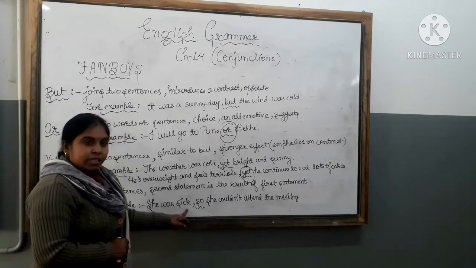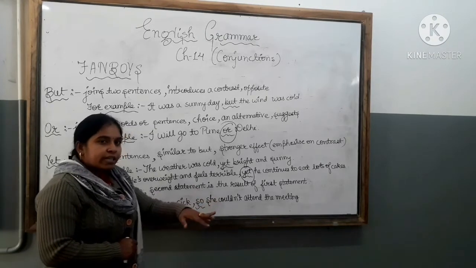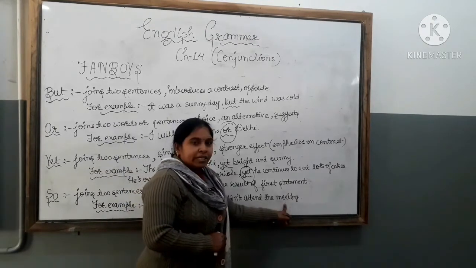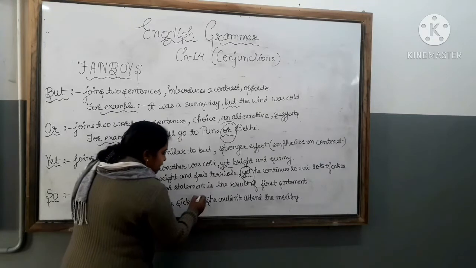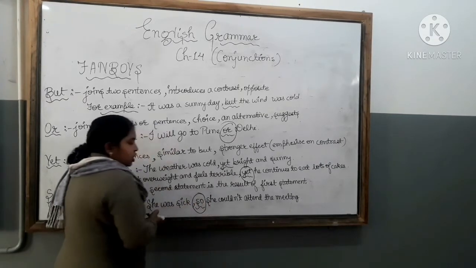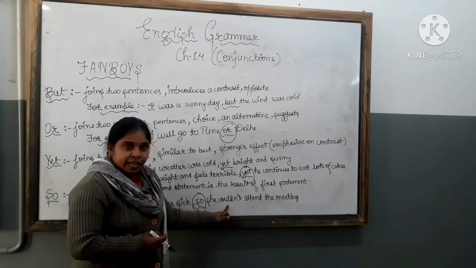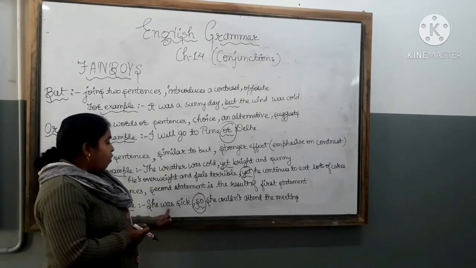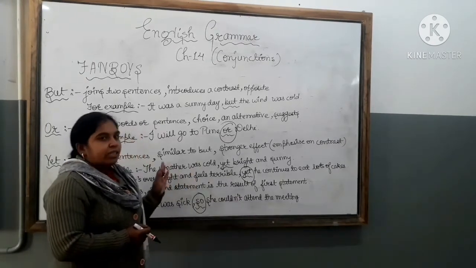She was sick. This is the first sentence. Okay, now we have one more sentence. She could not attend the meeting. Now here, between these two sentences, we will use so conjunction. Now here, the second sentence is the result of the first one. She was sick and that is why she could not attend the meeting.